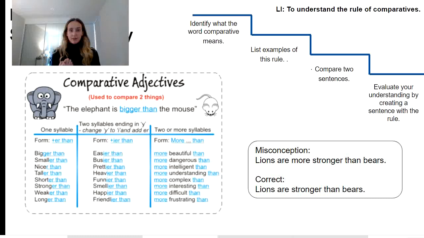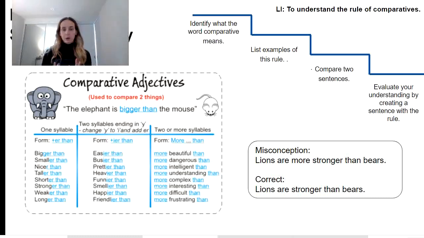So if you look at the success criteria, we've identified what the word comparative means. We've listed examples of the rules. We've compared two sentences, one which is a misconception and one which is correct. And now your task is to show your understanding or evaluate your understanding by creating your own misconception sentences and your own correct sentences, just like we did in this example. Okay, so I might ask that you do 3 of each.